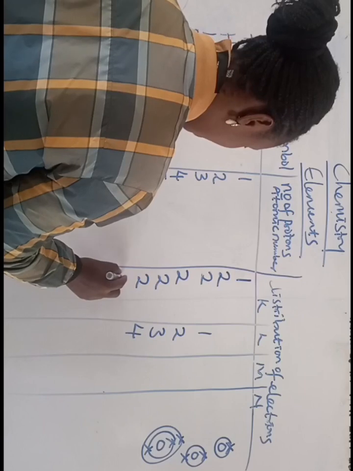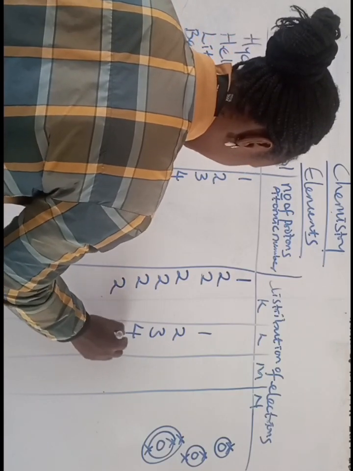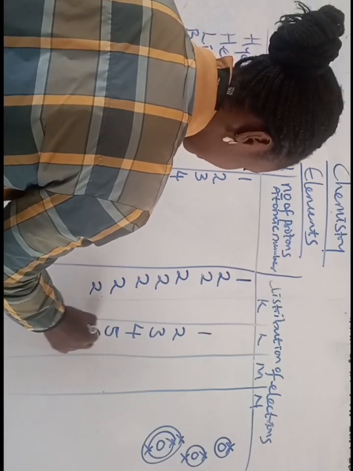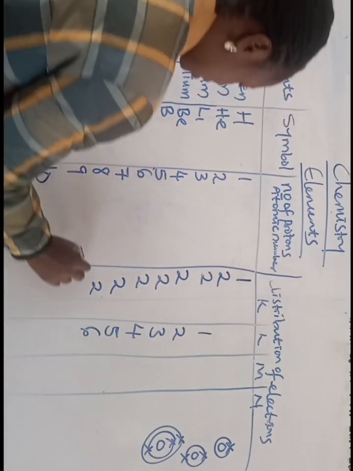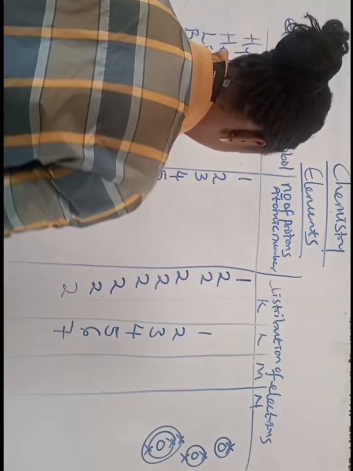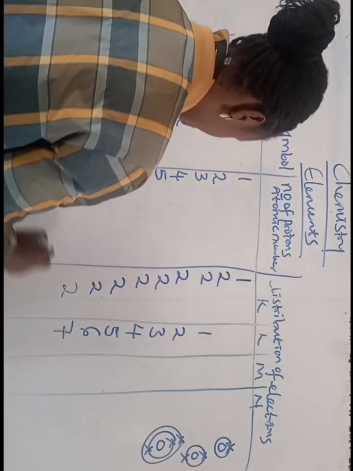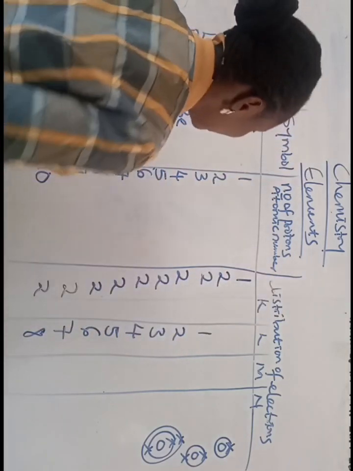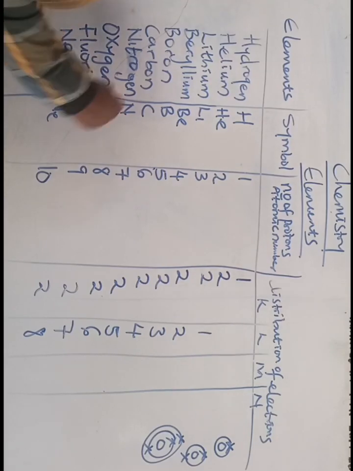Then my nitrogen we have 2 here and it will have 5 here as well. Oxygen we have 2 here, then it will also have 6 here. Then fluorine is going to have 2 here and is going to have 7 here. Then my neon is going to have 2 here and is going to have 8. So automatically the L shell is filled up with neon.